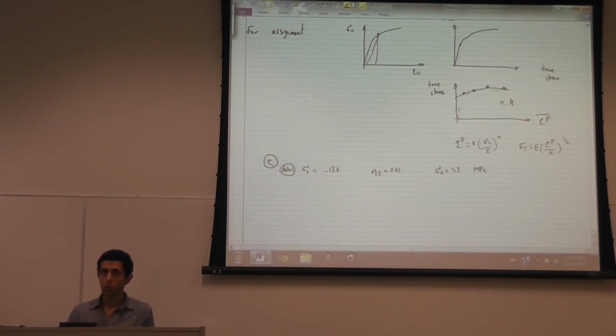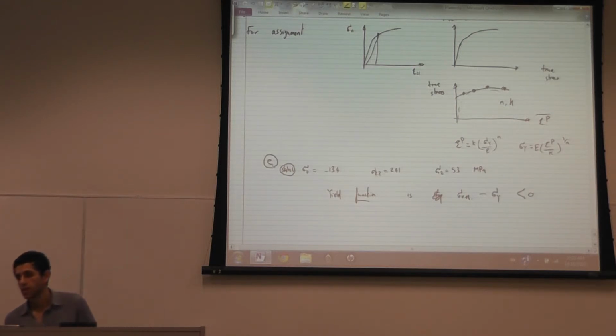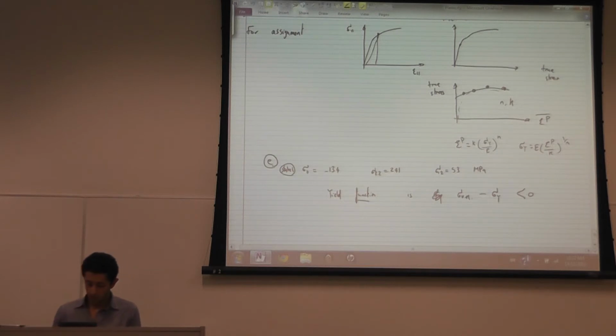So you have to follow a few things. The first thing is the yield function. What is sigma von Mises minus sigma yield? If it's less than 0, then there's no plasticity. If sigma von Mises is greater than sigma yield, then I can't do anything. I have to find the point at which sigma von Mises reaches sigma yield.